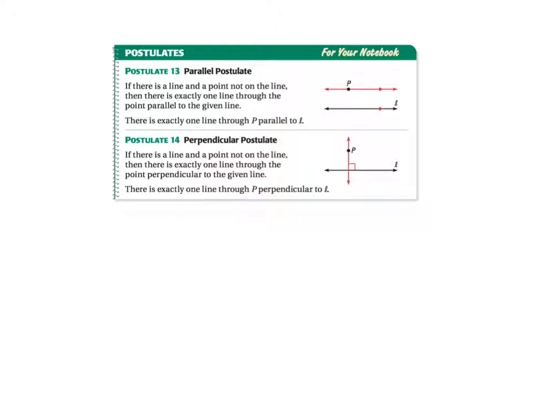So again, these are two more postulates, the parallel postulate and the perpendicular postulate. The parallel postulate states that if I have a line with a point not on it, there's only one way to draw a line through that point so that it's parallel to your original line. And the perpendicular postulate states that if you start off with a line and a point P not on it, there's only one way to draw a line through point P so that it is perpendicular to your original line.